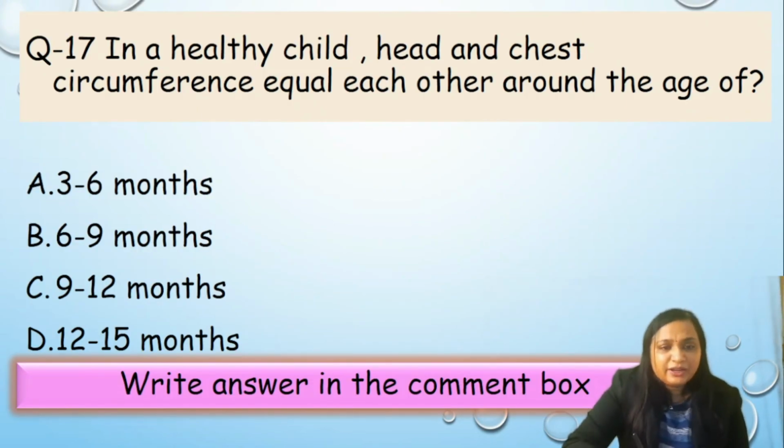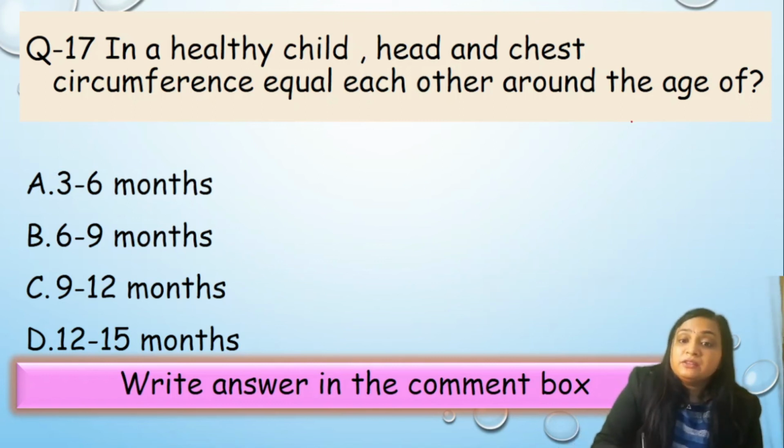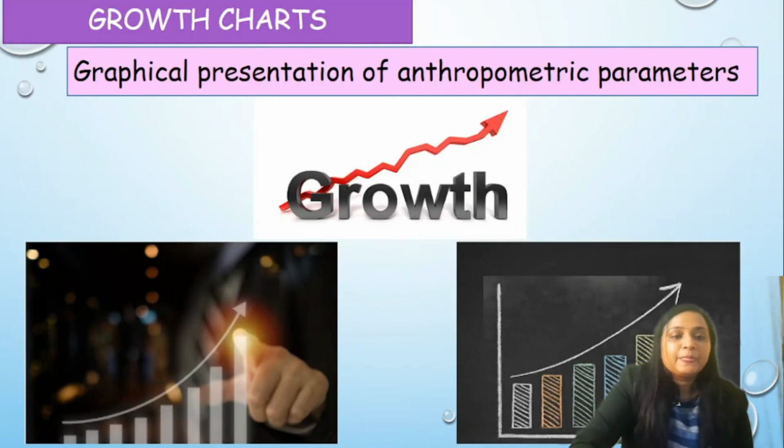So, question number 17: in a healthy child, head and chest circumference equal each other around the age of: A, 3 to 6 months; B, 6 to 9 months; C, 9 to 12 months; or D, 12 to 15 months.